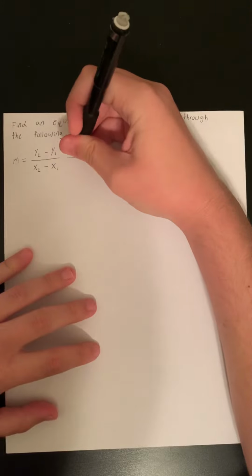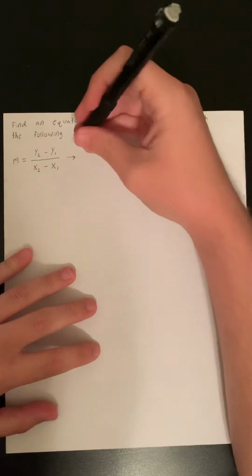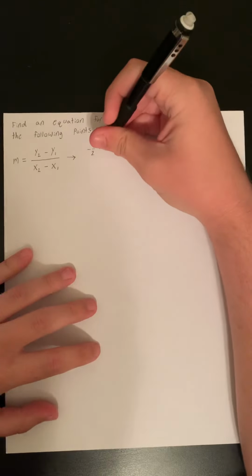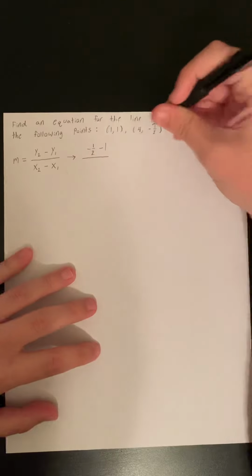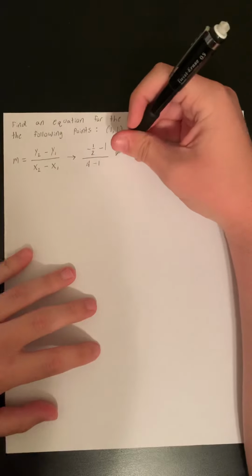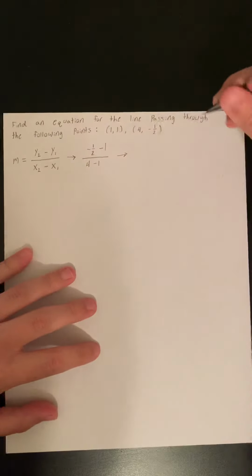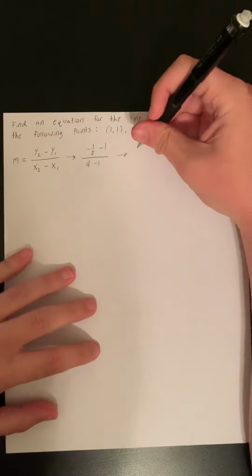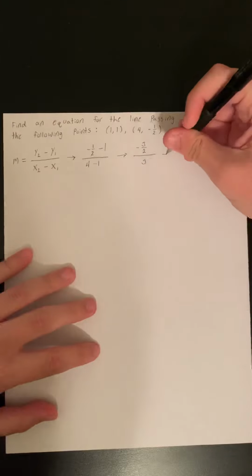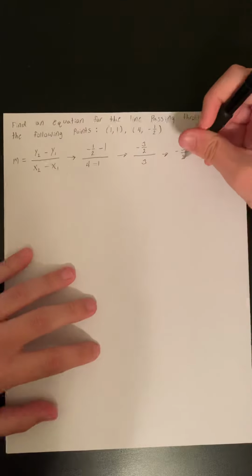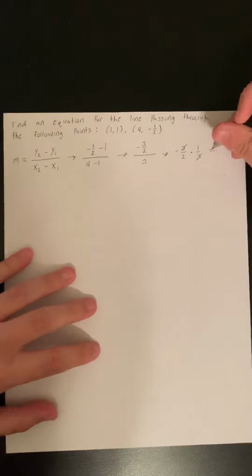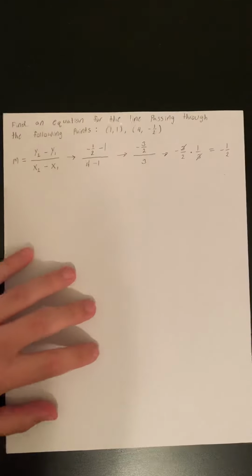So let's get started with this. Our y2 in this case is -1/2. Our y1 is just 1. Our x2 is 4. And our x1 is 1. So this should equal our m. So let's move on and find our next step. So -1/2 minus 1 is -3/2. And 4 minus 1 is 3. So this is the same thing as saying -3/2 times 1/3. And from here, the 3's cancel out, and we're simply left with -1/2 as our slope.